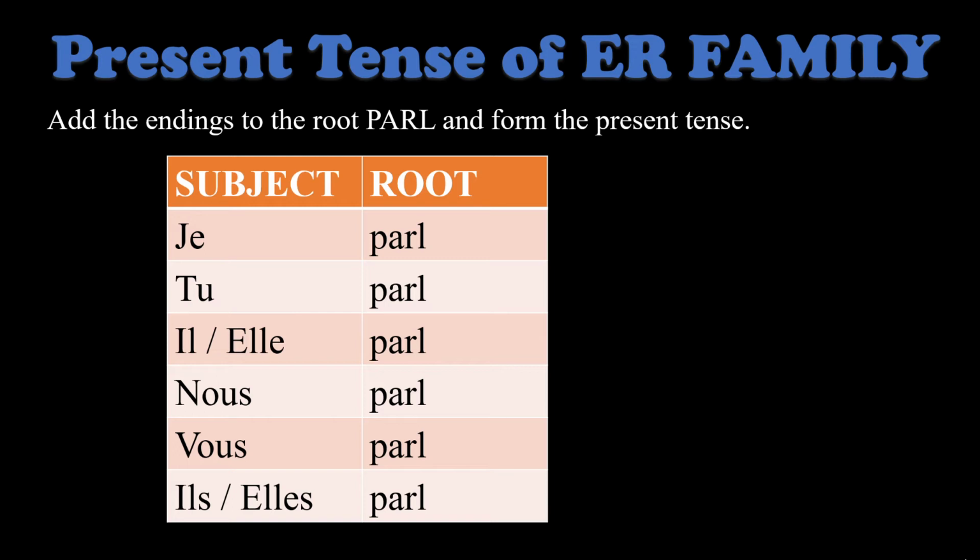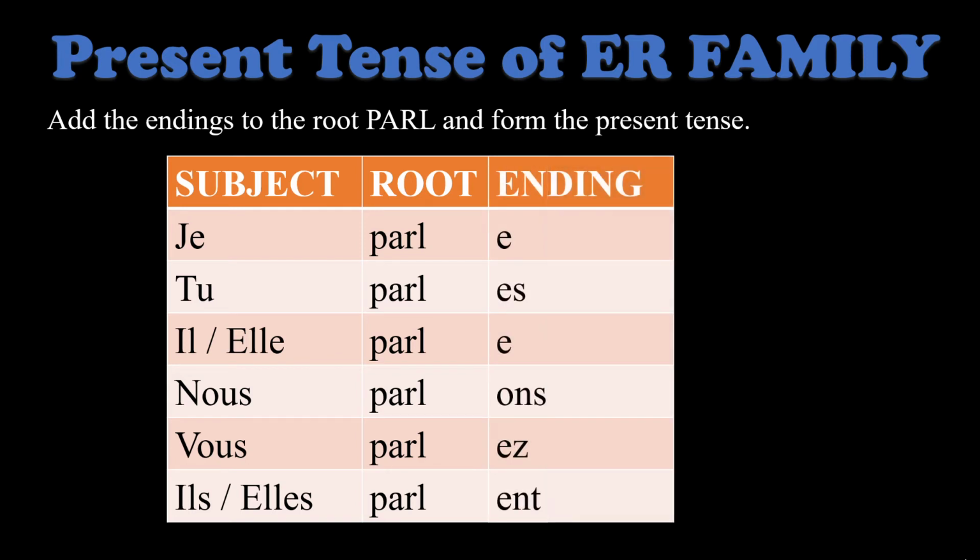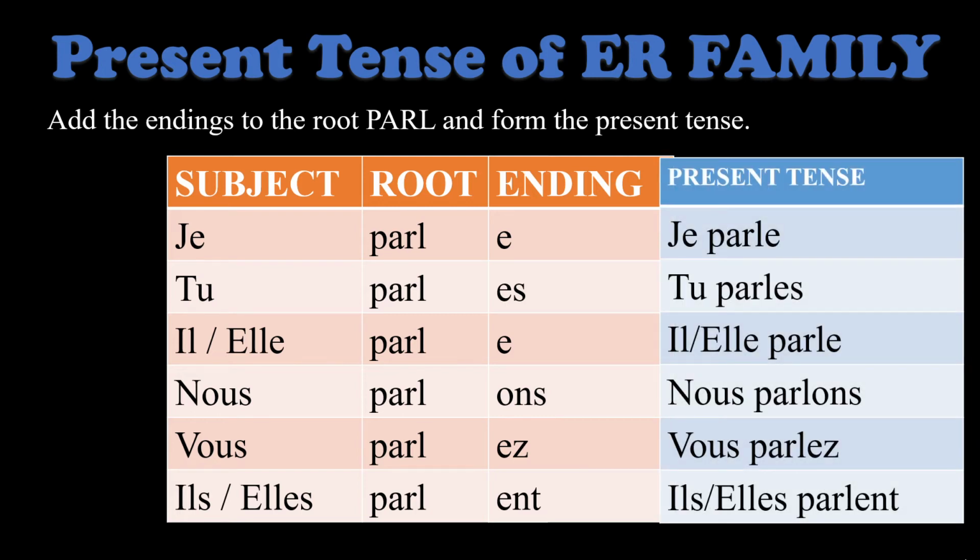In the second column, you write the root. Now the root is going to be the same for all the subjects. Based on whichever verb you're conjugating, take off the ER and you have to write the root, which is the same for all the subjects. In the next column, write the endings for the ER family, which is E, ES, E, ONS, EZ, ENT. And then in the last column, you just have to sum it all up and you'll get the present tense.